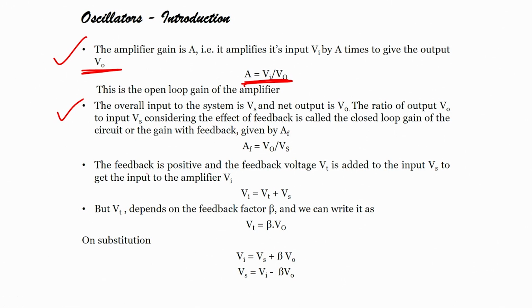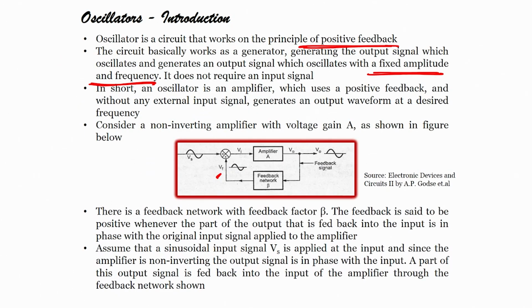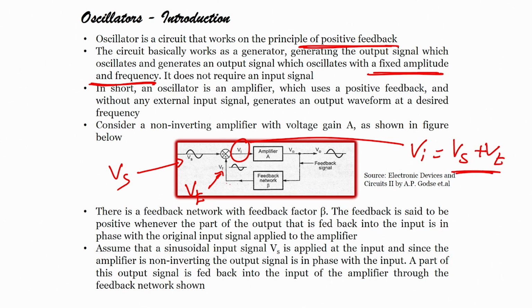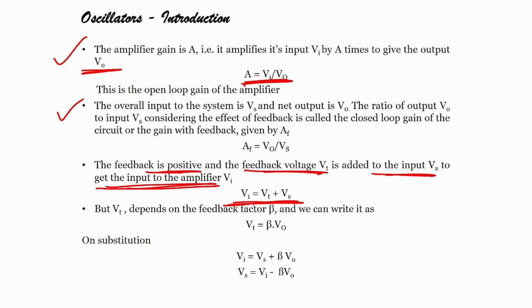The feedback is positive and the feedback voltage Vf is added to the input signal Vs to get the input to the amplifier Vi, which is absolutely correct. Why? Because if my feedback signal is Vf and my input signal is Vs, then my Vi would be nothing but Vi equals Vs plus Vf. Why plus? Because the signal is in phase. Vi equals feedback signal plus input signal. This Vi is the input to the amplifier.